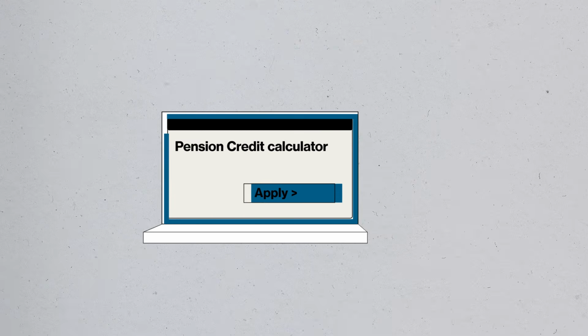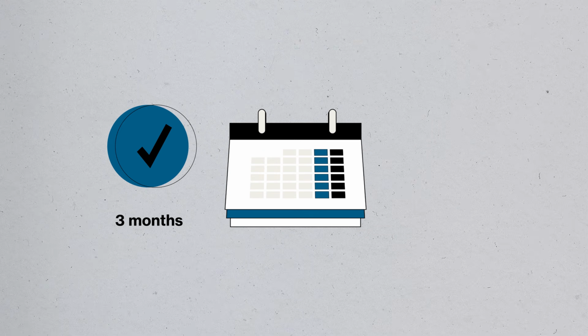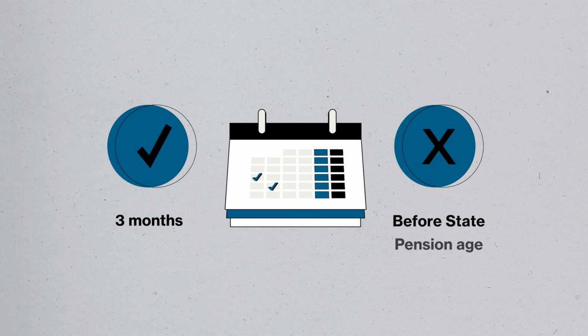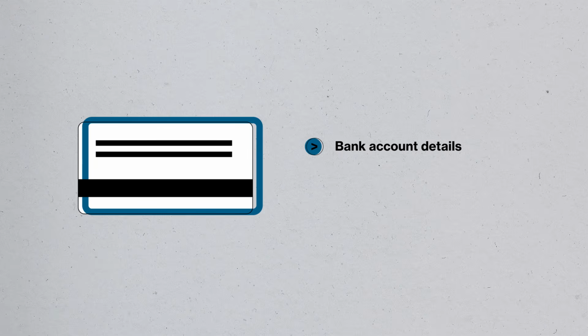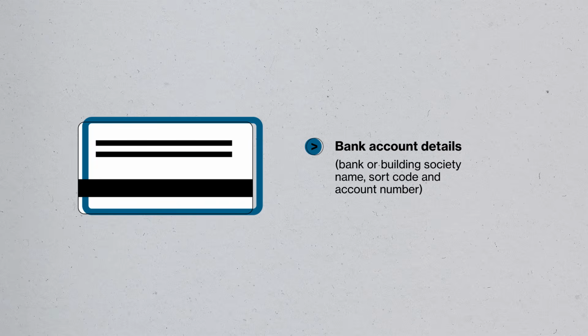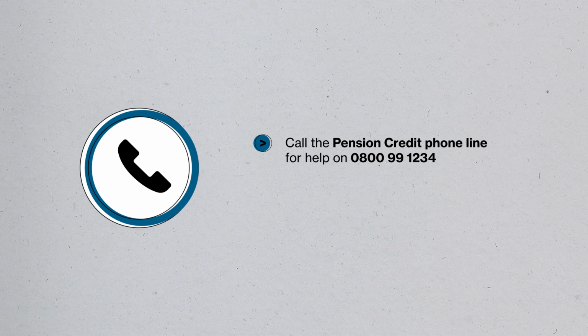You can apply at any time after you reach state pension age, and the application can be backdated by 3 months, but it can't be backdated to a time before you reach state pension age. You'll also need your bank account details. Depending on how you apply, you may also be asked for your bank or building society name, sort code, and account number. If you have any difficulties with making a claim, call the Pension Credit phone line for help on 0800 99 1234.